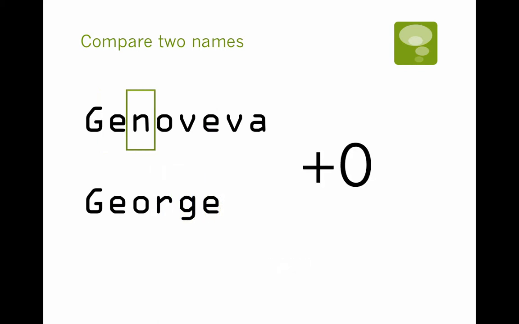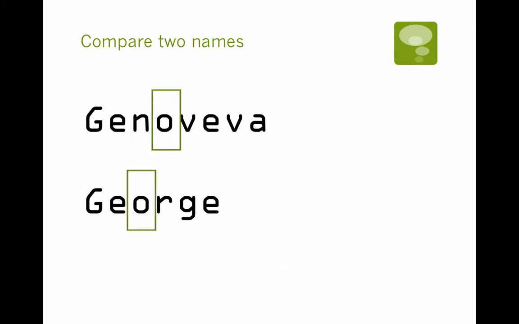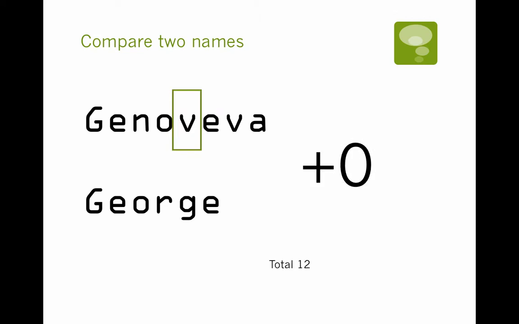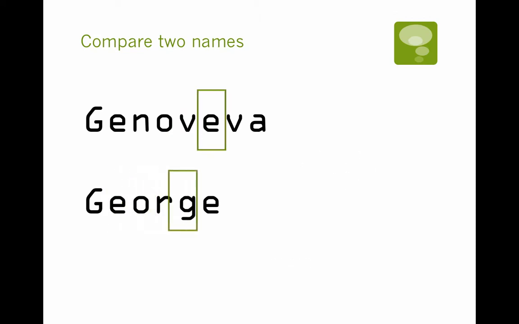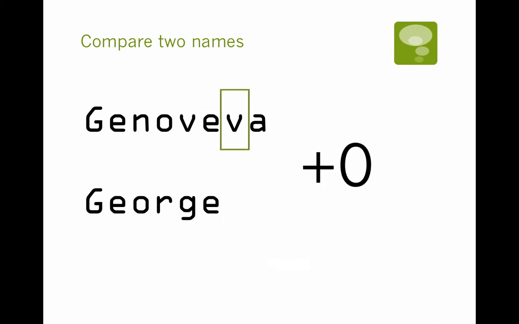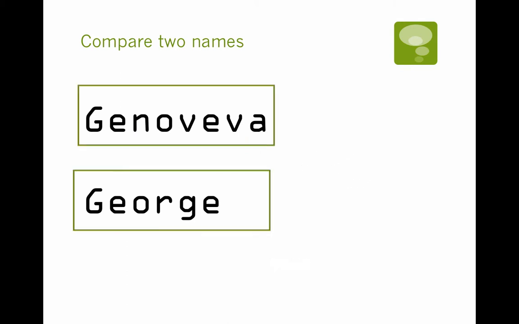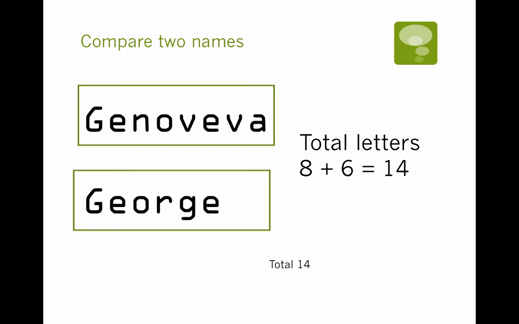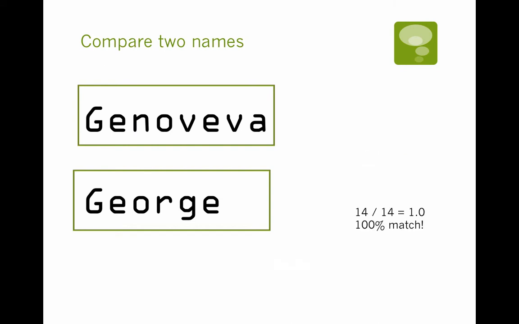The N, we get strike out with N, there's nothing there. We go to O, we get a plus 1. The V, we get nothing. And then the E, we are going to get something. We get 2 more on E. So you can see we're just looping through the words, and we're trying to find letters that match. So when we get done, we're going to have a total of 14 matches. So if we add up the total letters of Henoveva and George, we're going to get 14 letters. Now we found 14 matches. When we do a division, we get 14 divided by 14 is a 100% match.